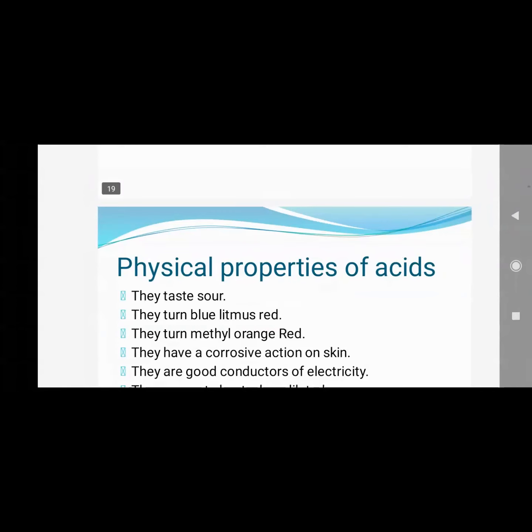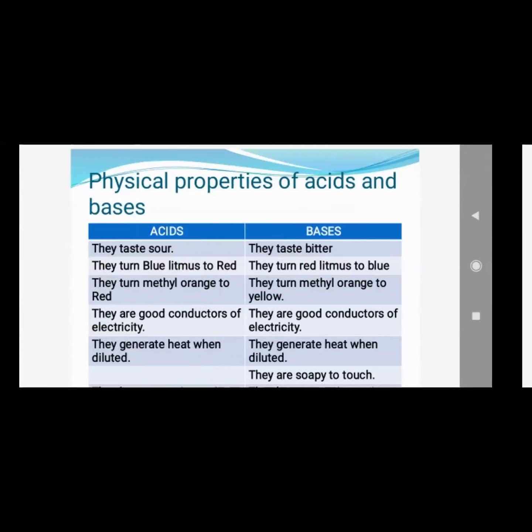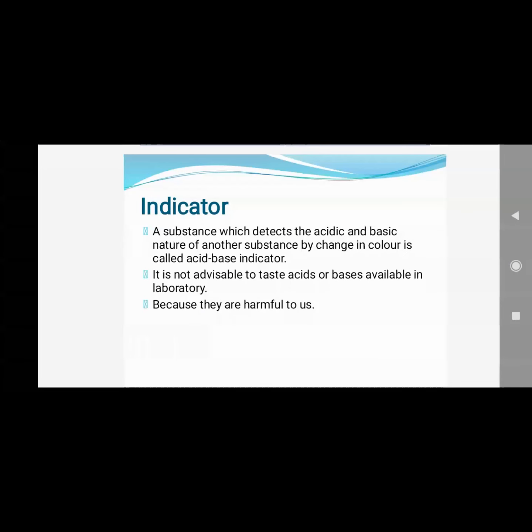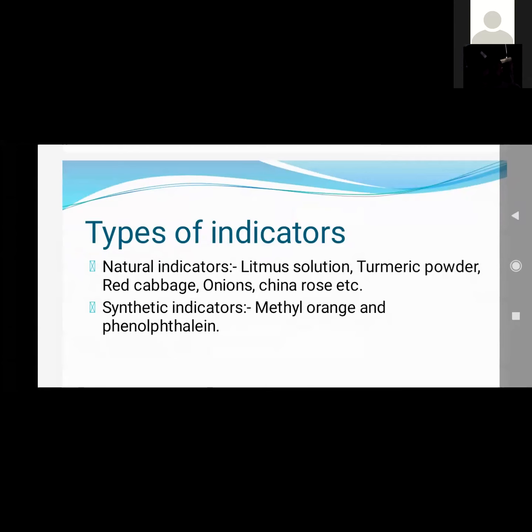Also, we studied in the previous class about physical properties of acids. Here is the difference in the physical properties of acids and bases. We studied about indicator also, a substance which detects the acidic and basic nature of another substance by change in its color is called acid base indicator. Types of indicator also we studied: natural and synthetic, meaning artificial indicators. Litmus paper or litmus solution, turmeric powder, red cabbage, onions, china rose are natural indicators. Synthetic indicators are methyl orange, phenolphthalein.